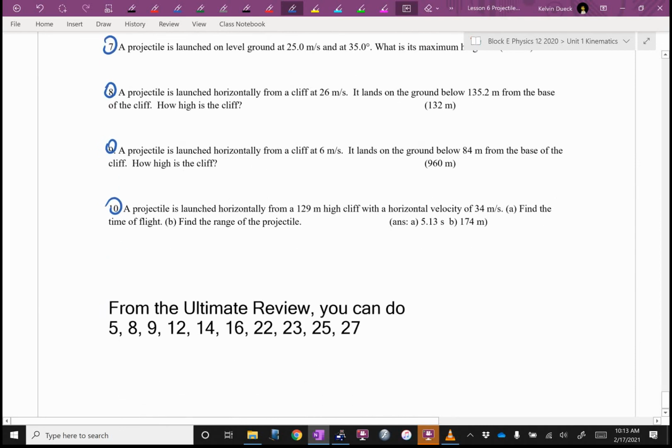And then if you want to, you can start whittling away on the ultimate review, that big thick package. You can, in theory, do 5, 8, 9, 12, 14, 16, 22, 23, 25, and 27. Remember, for the ultimate review, the answers are attached on the last page, and there's a full handwritten answer key showing all my steps online on pitmath.com if you click under Block E, Unit 1. Put your pencils down, look up.